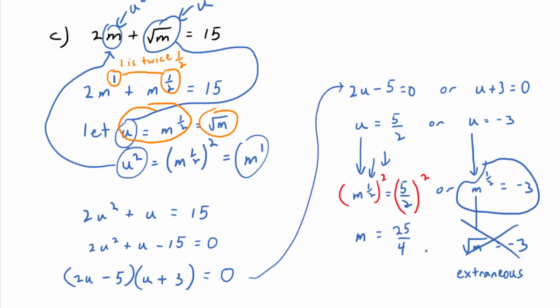But if you didn't think of that, what you would have to do is you'd square both sides, get m equals 9, and then make sure you check your answer. It won't check. Try plugging 9 in there. You're not going to get 15 if you do that. Think about it. You get 2 times 9 is 18, plus 3 is not going to be 15. It's not going to work. So we get just one answer here, 25/4.